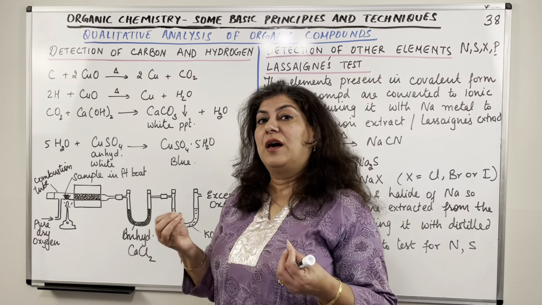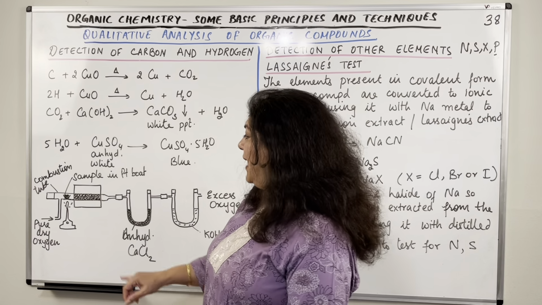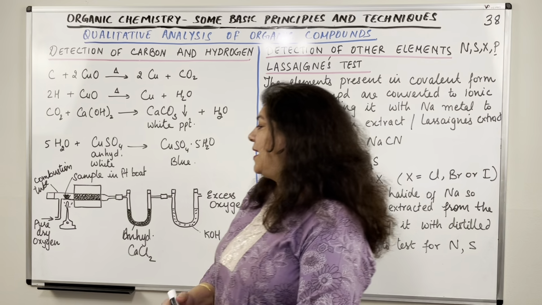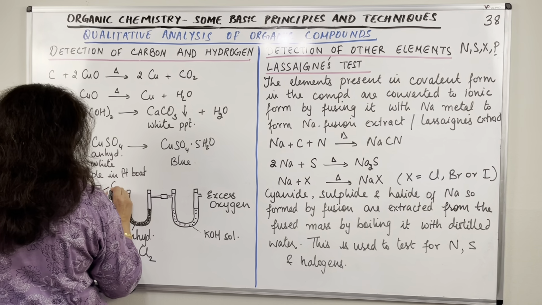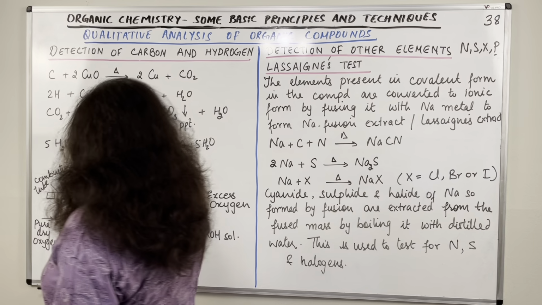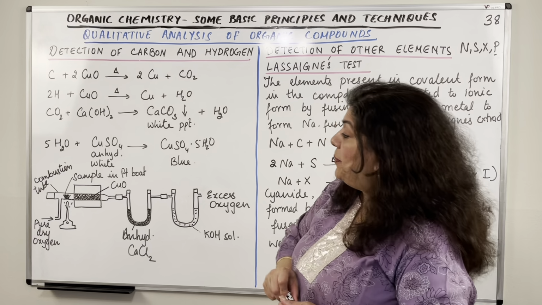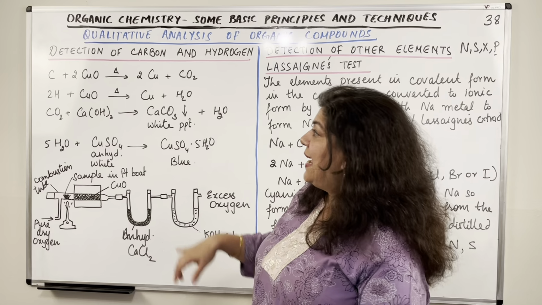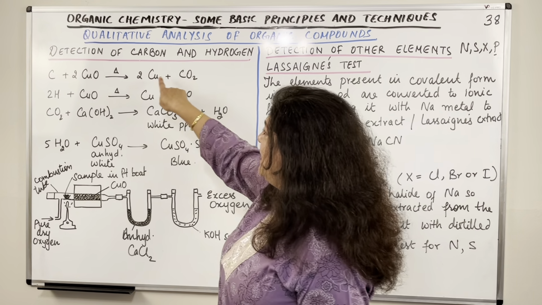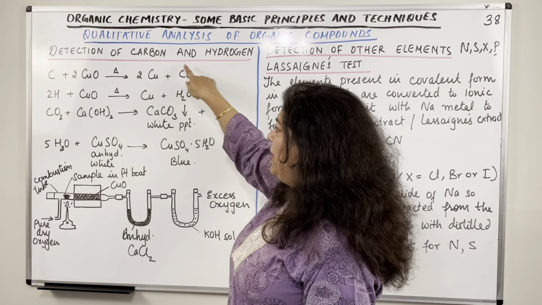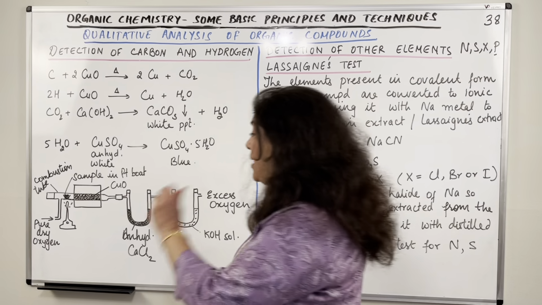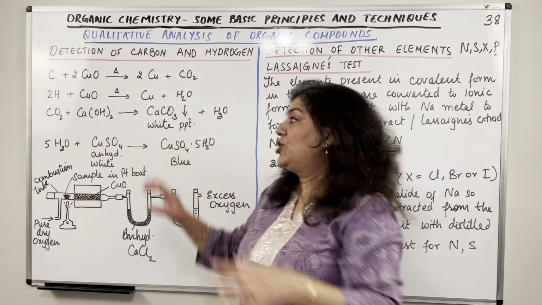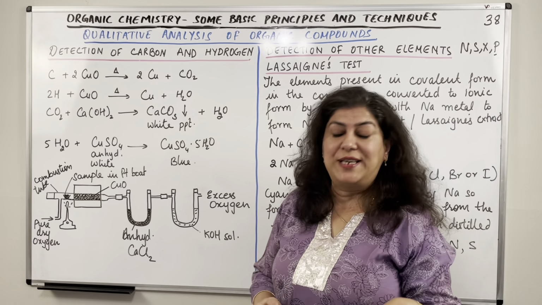If hydrogen and carbon are present, then these pellets are of calcium oxide. Sorry, not calcium oxide, copper oxide. These pellets are of copper oxide. So the gases pass through the copper oxide pellets, and as they pass through, what is produced? Copper and carbon dioxide, copper and water. And now our aim is to separate the carbon dioxide and water before we carry out these next 2 tests.